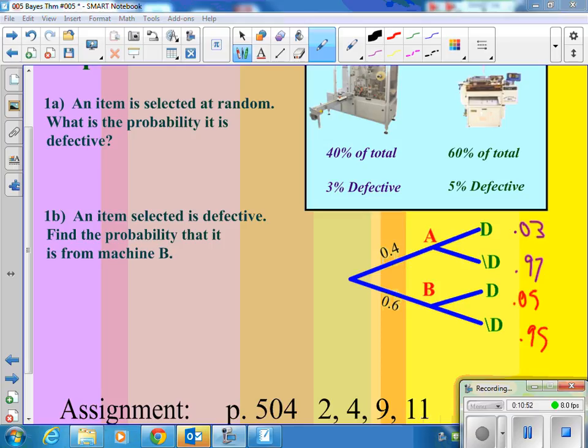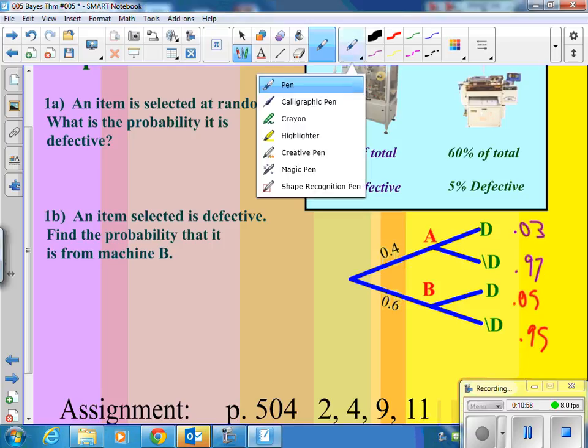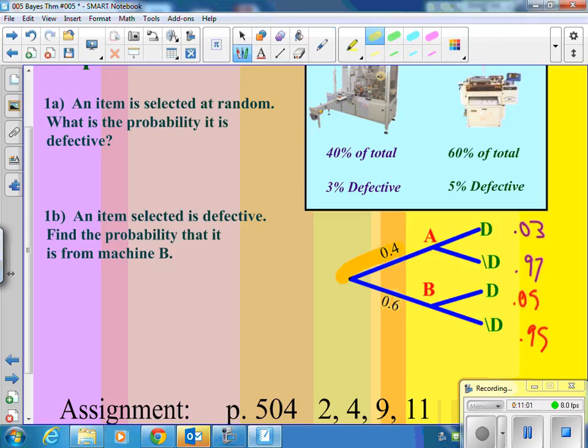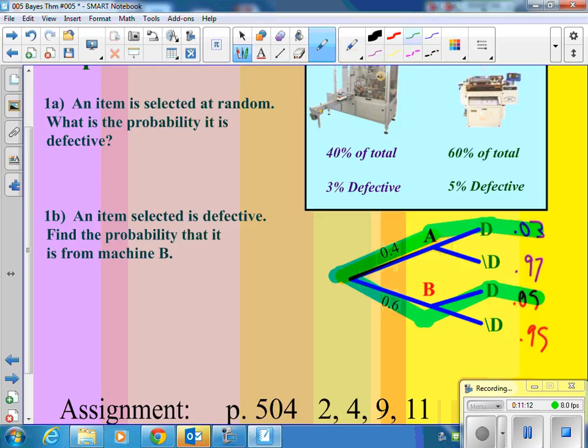So here's the question. An item is selected at random. What's the probability that it's defective? So here's how I like to do it, and I hope you're not closing up shop here. This is really important. If it's defective, it's going to be this arm, and it's going to be this arm here. These are the two arms that you're going to multiply to get defective. Probability of defective. You have the 0.4 times 0.03, or you have the 0.6 times what? 0.05.